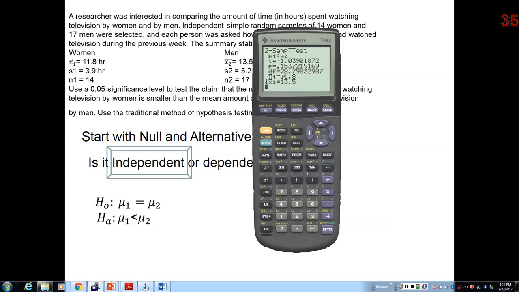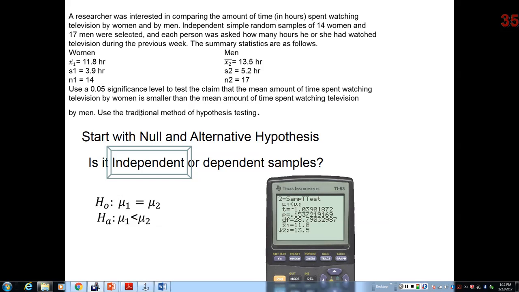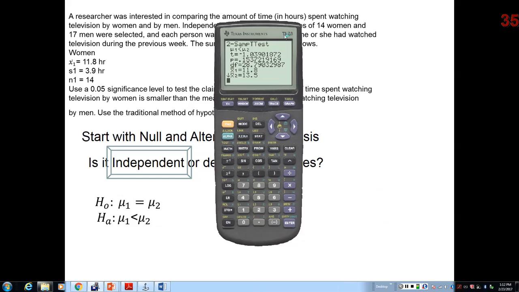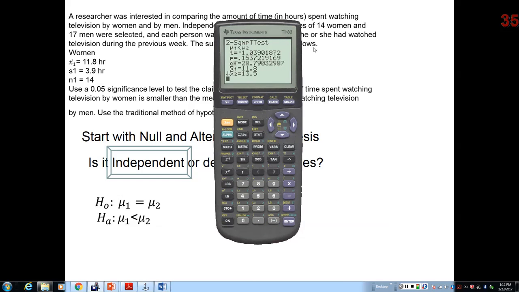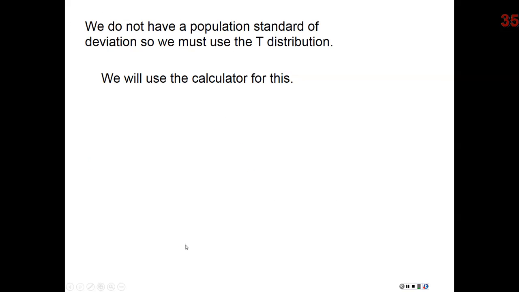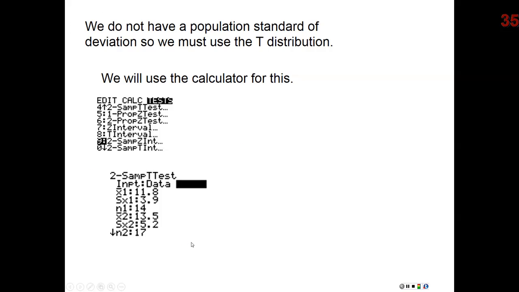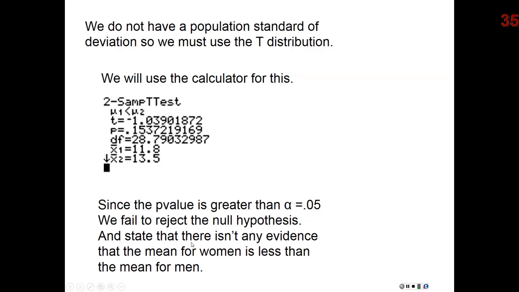Your p-value is 0.1537. You compare that to your alpha, 0.05. Which one's bigger, 0.15 or 0.05? 0.15 is bigger. So that means that we do not reject the null hypothesis. We cannot reject the null hypothesis. Since the p-value is greater than the alpha, we fail to reject the null hypothesis. When you fail to reject, you say there's not enough evidence.